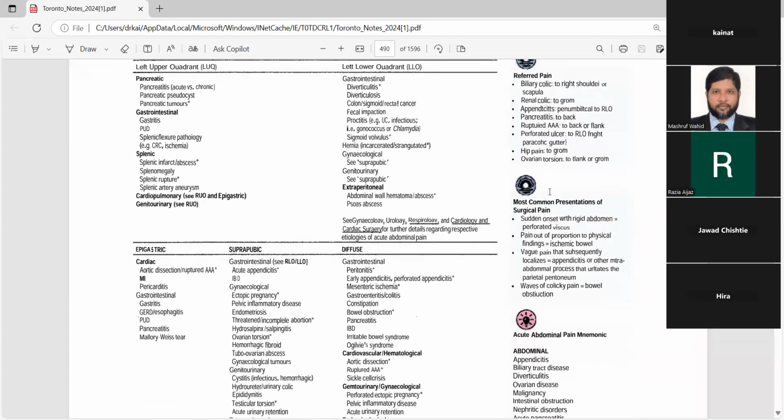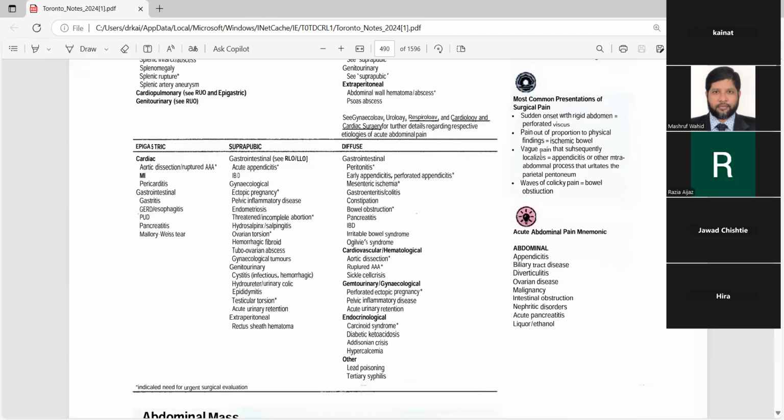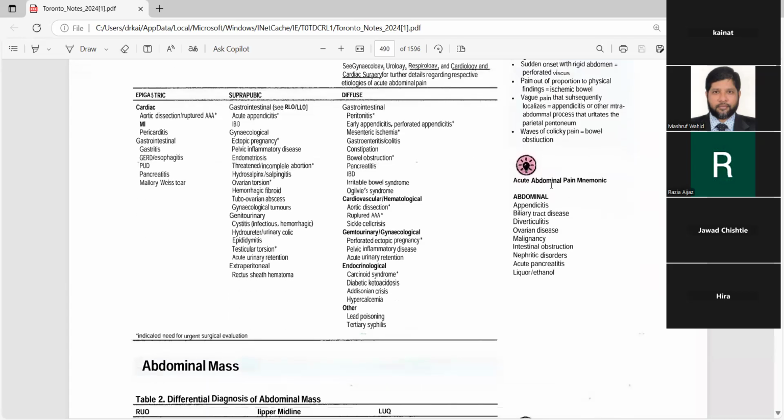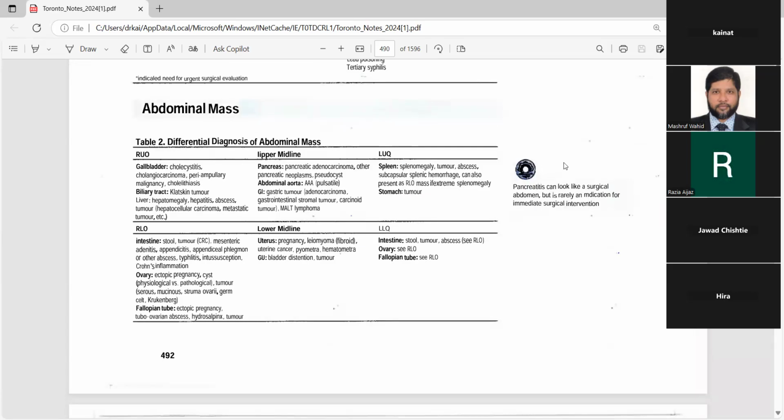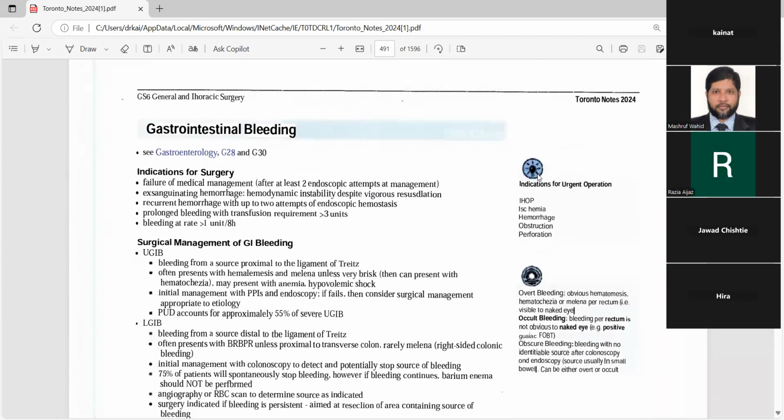Referred pain, you can read this one. Most important presentation of surgical pain, just give it a read. Then most abdominal pain, they gave a mnemonic about this one. The mass, you just need to know the differential diagnosis of this one, that's it.